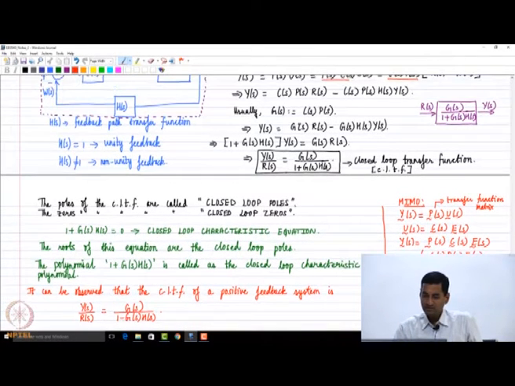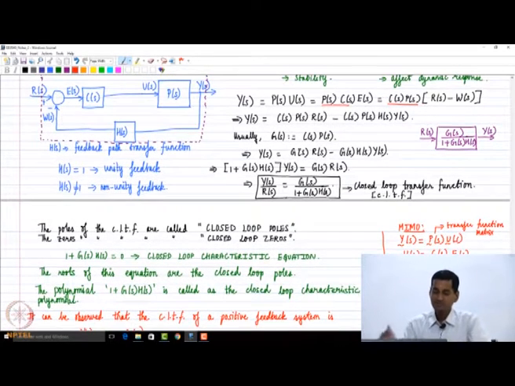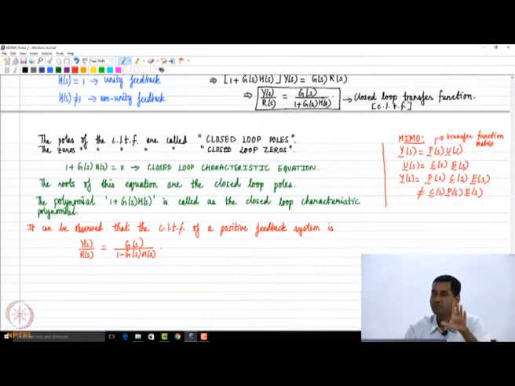Now some more terminology. Suppose I break open the loop at this point. Whatever transfer function I get, which relates the signal at this point, which is w of s, to what goes as the input to the system, which is e of s, is what is called the open loop transfer function. Let me derive it, then we will come back and look at the definition once again.